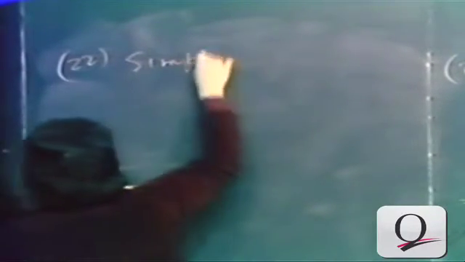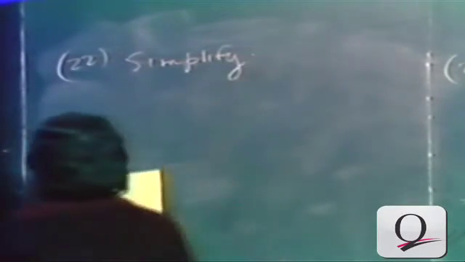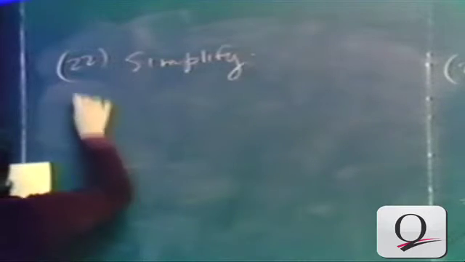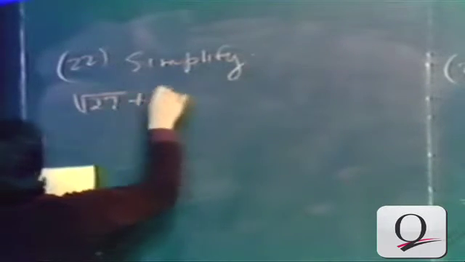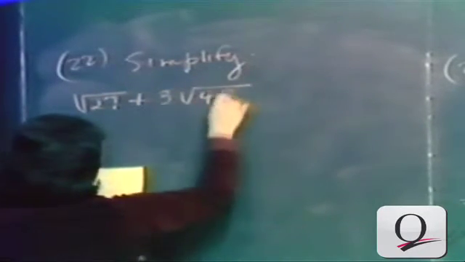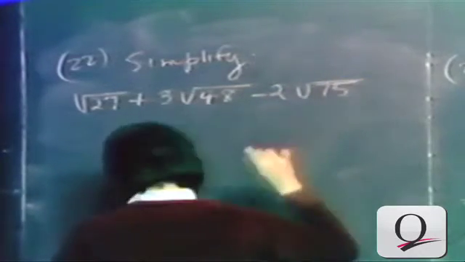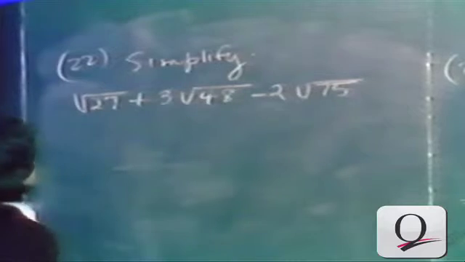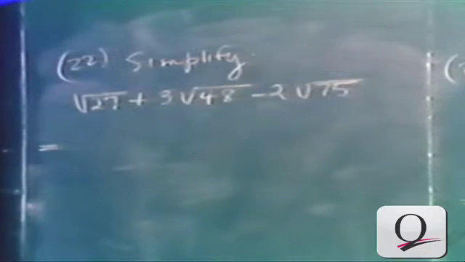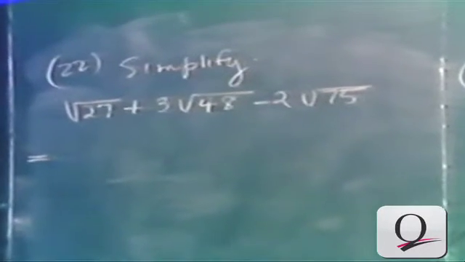In 22, we want to simplify the following: the square root of 27 plus 3 times the square root of 48 minus 2 times the square root of 75. In order to combine radicals, in this case, we first have to put each radical into simplest radical form.